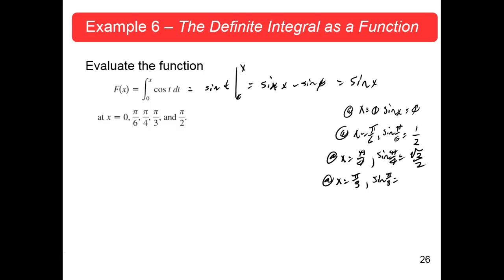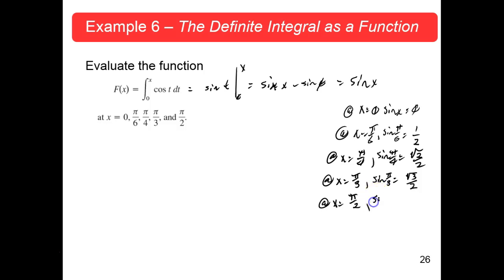Easy way to do it. Square root of 0 over 2, square root of 1 over 2, square root of 2 over 2, square root of 3 over 2, yeah. And at x equal pi halves. That only works with these special angles here: 0, pi/6, pi/4, pi/3, and pi/2.